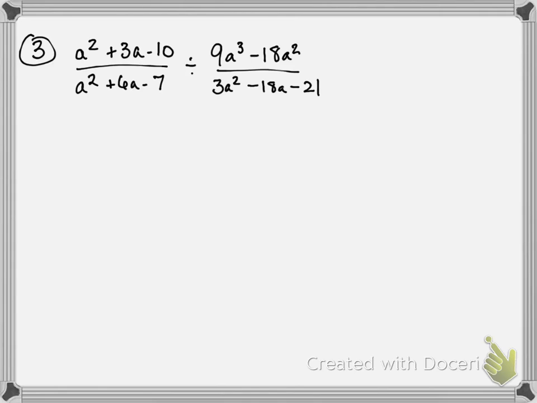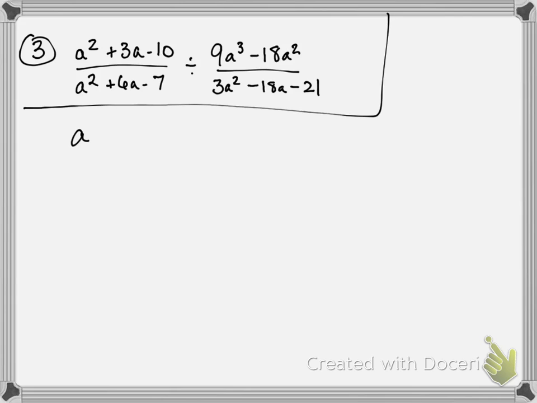Okay, so here's our third example. I got a whole bunch of stuff. All right, I'm going to have to end up factoring that, and factoring that. So this is an awesome problem. I got to factor 4 times. So you know I'm pumped. All right, I hope you're pumped too. Okay, we know we got to keep this, change this to multiplication, and flip the second problem. So what is that going to give us?